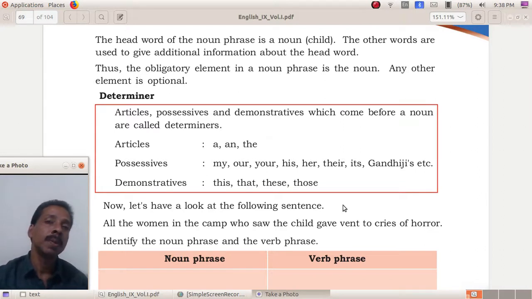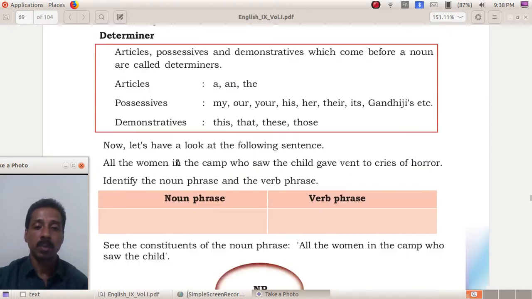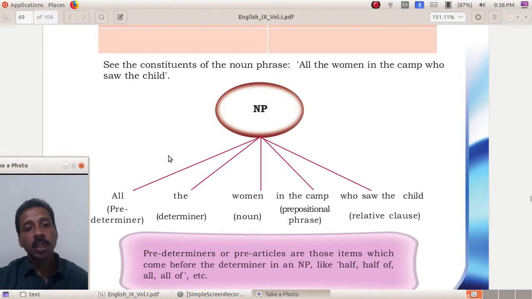Okay, so in the first sentence we saw that a determiner is used, and that determiner was an article. Okay, this is a general term. Determiner is a general term for all these words. An article is a determiner, possessive pronoun is a determiner, demonstrative pronoun is also a determiner. And then the last sentence in the example that we mentioned is, all the women in the camp who saw the child. All the women in the camp who saw the child.